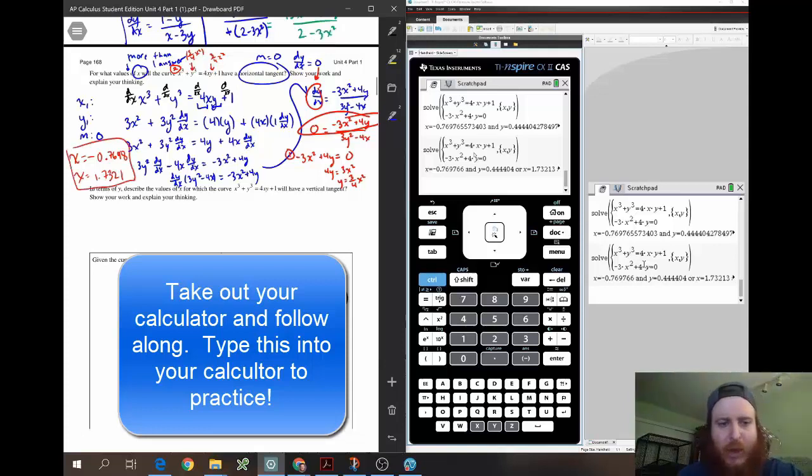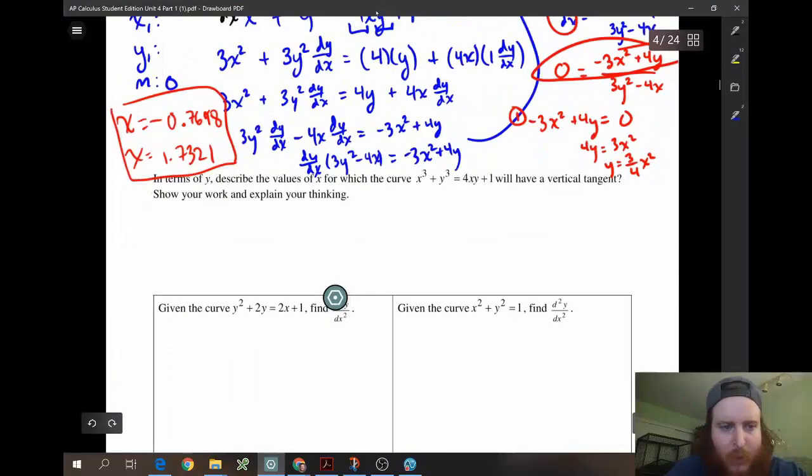Again, I know we didn't do the calculator yet, but just seeing that is helping us get ahead a little bit. So now, in terms of y, for what value would x cubed plus y cubed equals 4xy plus 1 have a vertical tangent? Now, what's a vertical tangent? That's when the slope is undefined. Where are we going to get the slope undefined?